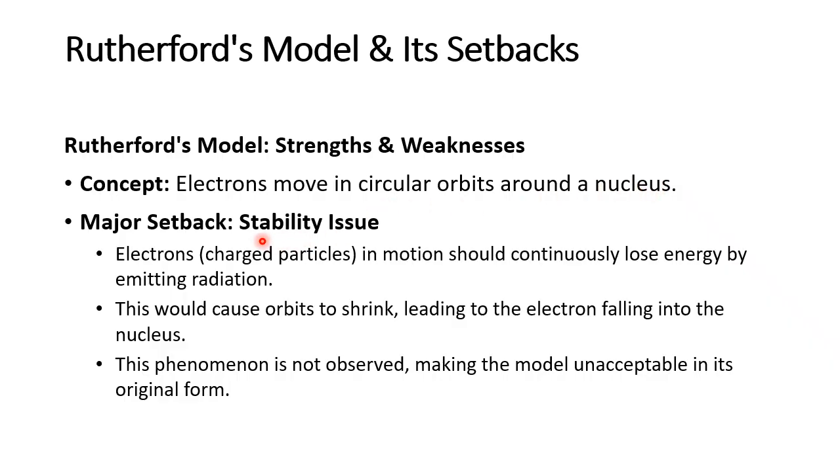The major setback is the stability issue. That means electrons, which are charged particles, moving around the nucleus continuously lose energy by emitting radiation. This would cause orbits to shrink, leading to the electron falling into the nucleus. This phenomenon is not observed in actual processes, making the model unacceptable in its original form.